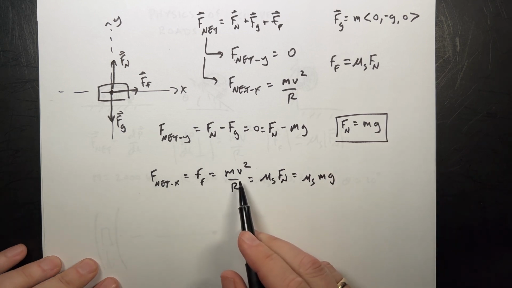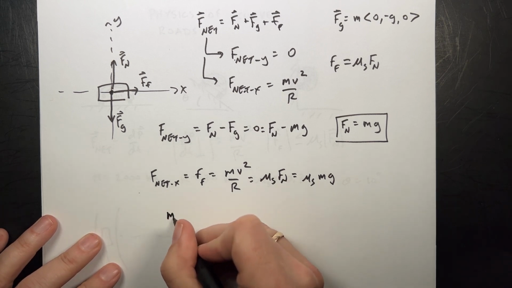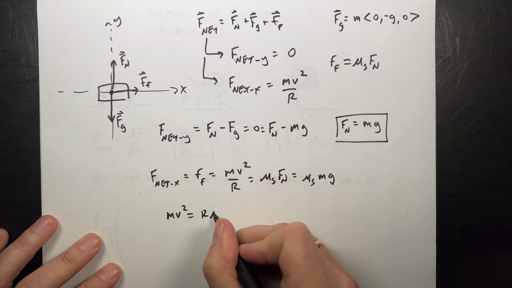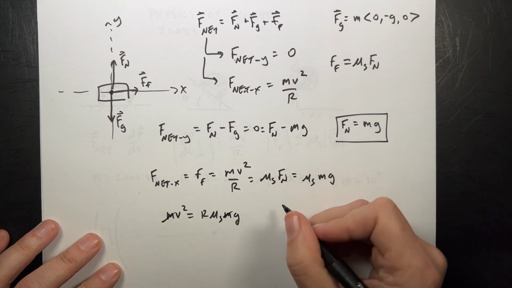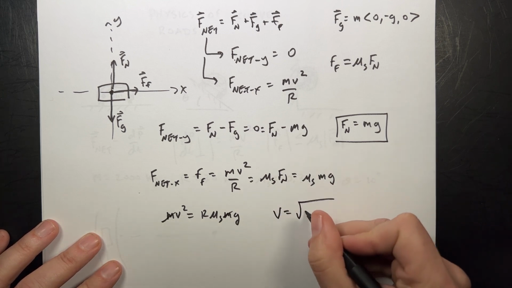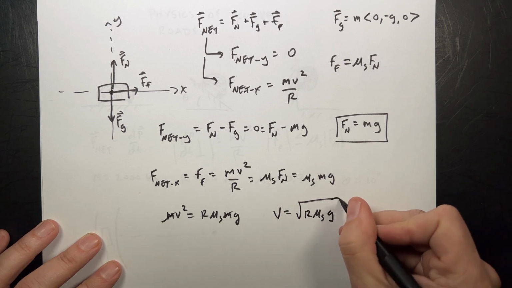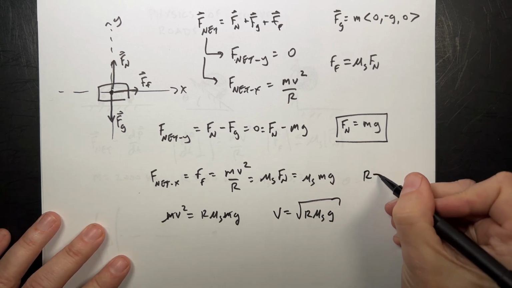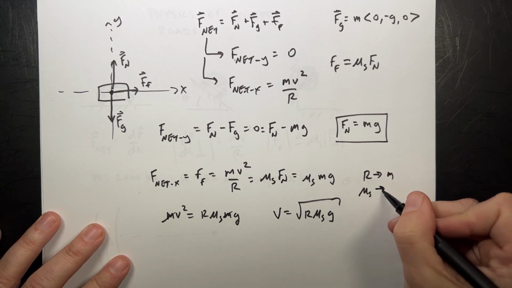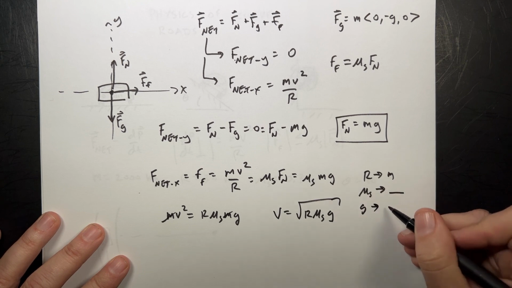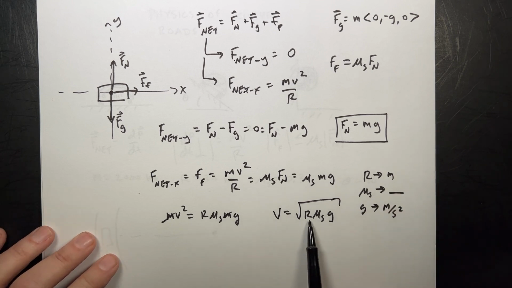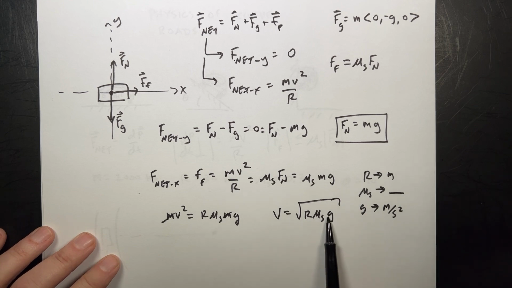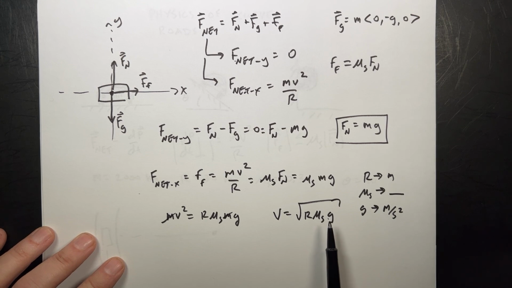I want to solve for v. So let's multiply both sides by r. I get mv squared equals r mu s mg. Let's divide both sides by m, and let's take the square root. So v equals the square root of r mu s g. And let's just check the units here, right? Because r has units of meters, mu s is a coefficient, has no units, g has units of newtons per kilogram, or also meters per second squared. So meters times nothing times meters per second squared is meter squared per second squared, and you take the square root, you get meters per second.